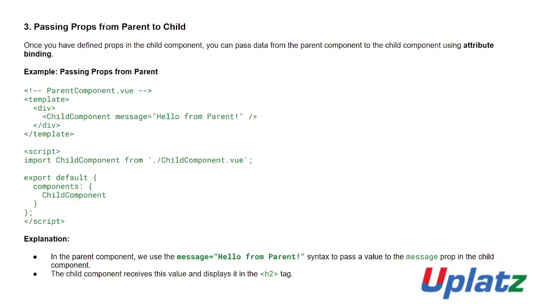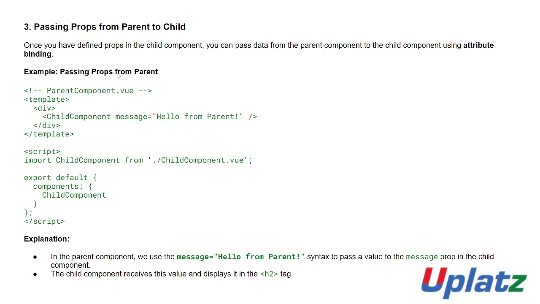Next, passing props from parent to child. Once you have defined props in the child component, you can pass data from the parent component to the child component using attribute binding. This is important. How to send the prop? Using attribute binding. Let's see.